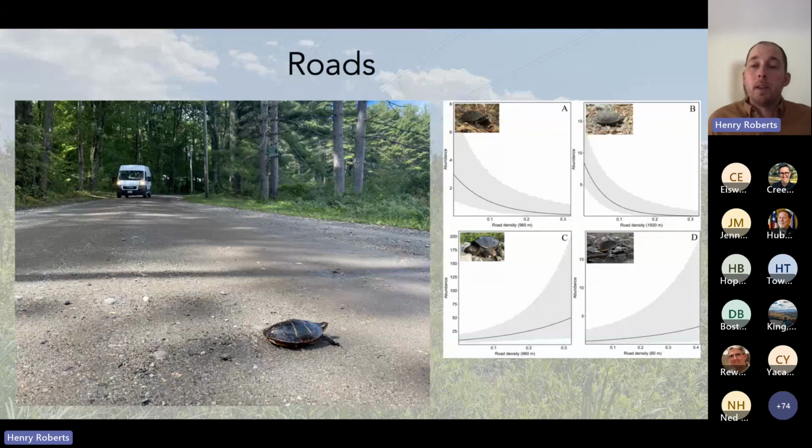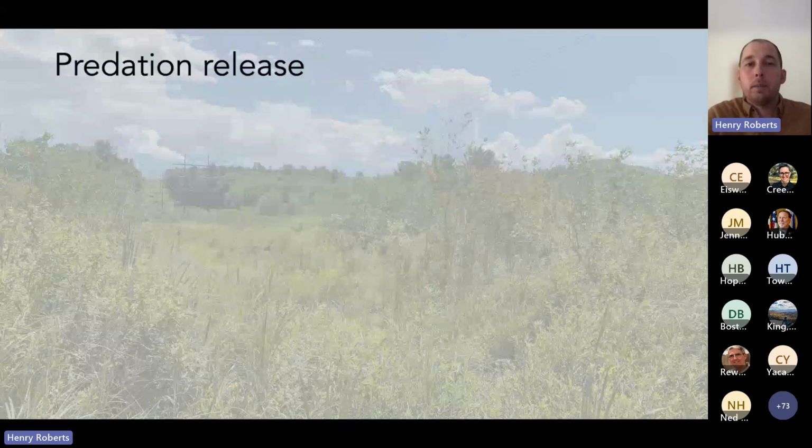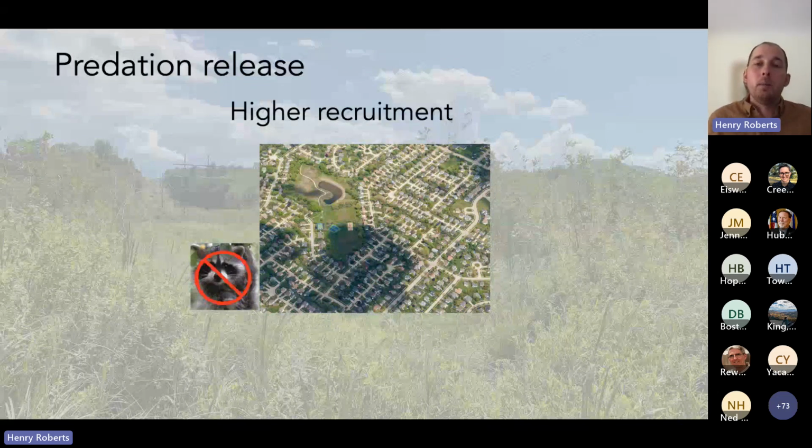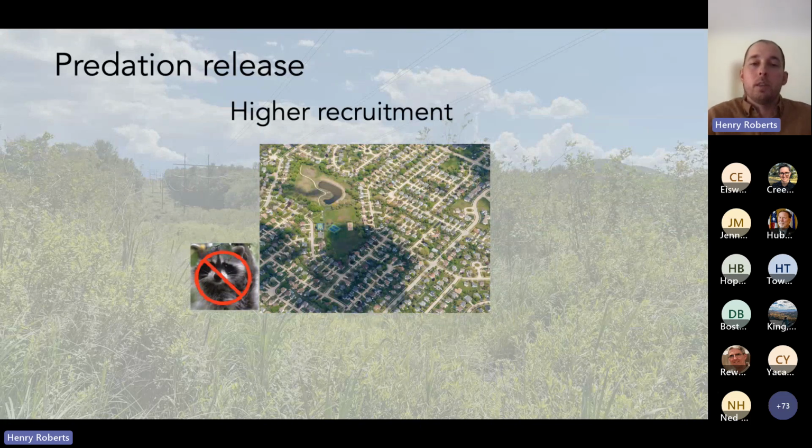This relationship was relatively perplexing, but when you dig into the research, you do see some support for this, particularly for the snapping turtle. So potentially, in certain contexts, there may be a positive relationship with roads for certain species. And our best explanation yet is the idea of predation release. It's possible that roads are suppressing predator populations, which could result in an increase in recruitment and introduction of juveniles into a population, which grows the population.